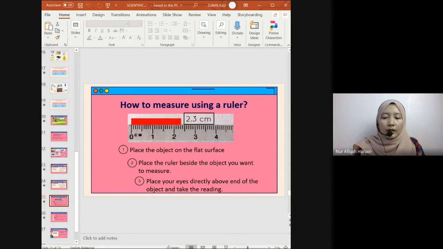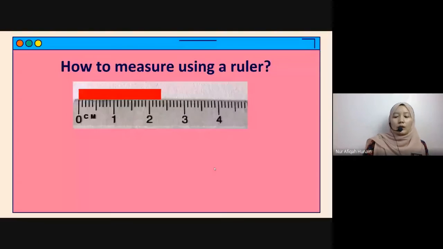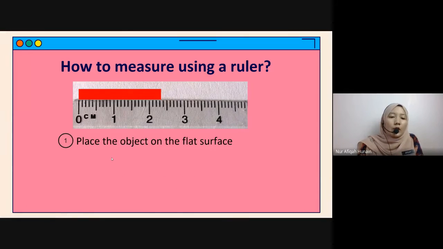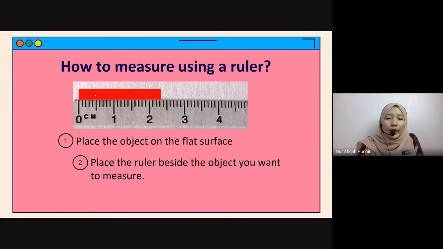Alright. So let's look at how to measure with a ruler. The first step. Okay, look. This is a red tape. I want to know the length of the tape. So how to measure? First, you place the object. In this situation, you have red tape, so you place the tape on a flat surface. Number two, place the ruler.